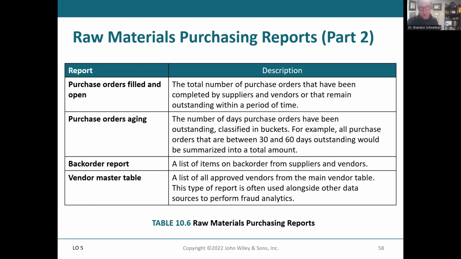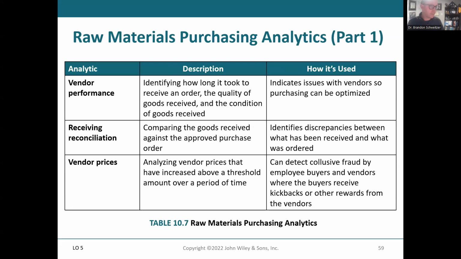Back order, if anything's missing from your vendor supplier, what items are on back order, that could also be a part of your accounting information system. And of course, the vendor master table. This tells us the list of vendors that we have authorized, and it provides all of their individual detail. All this information is used in our analytics.